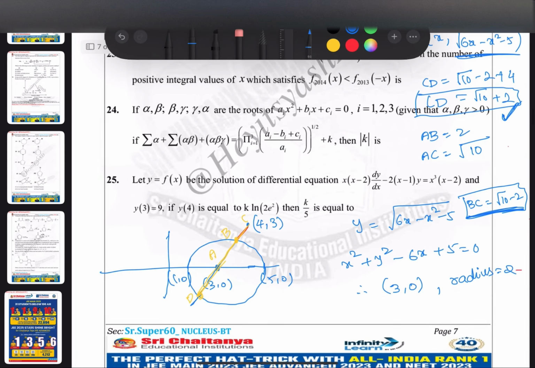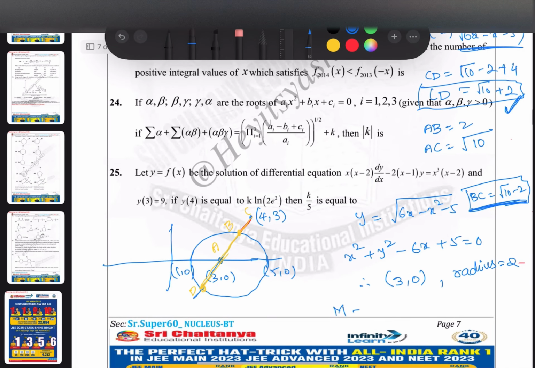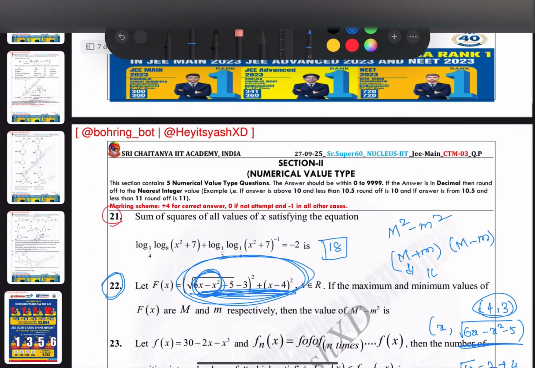Let us find out what m is. So your m is, when you square it, you'll get 10 plus 4 root 10. So this is 14 plus 4 root 10. And your small m will be the square of this. Small m will be 14 minus 4 root 10. All right. So 14 plus 4 root 10 plus 14 minus 4 root 10, that will give you 28 in the first bracket.